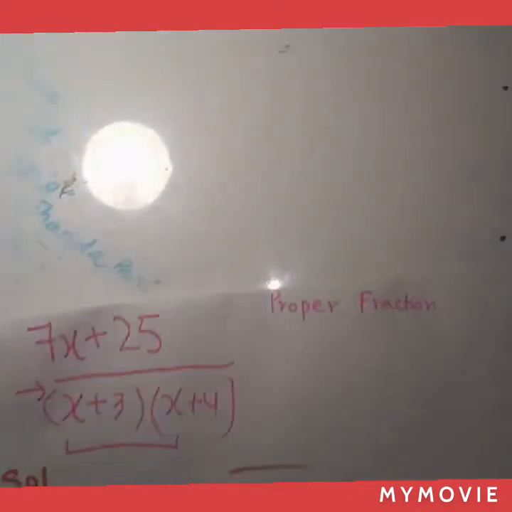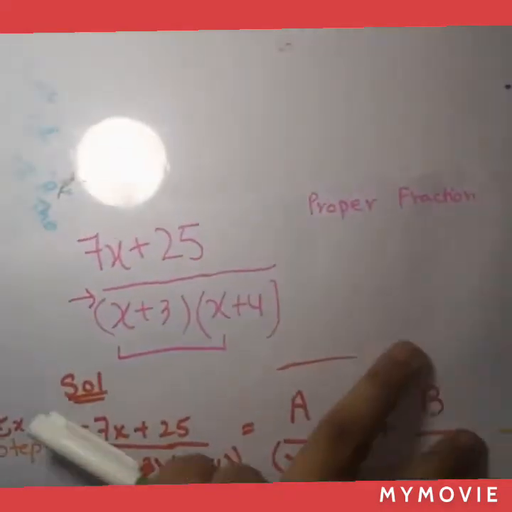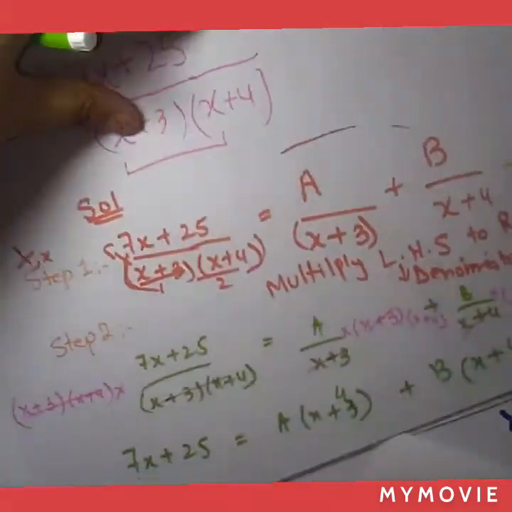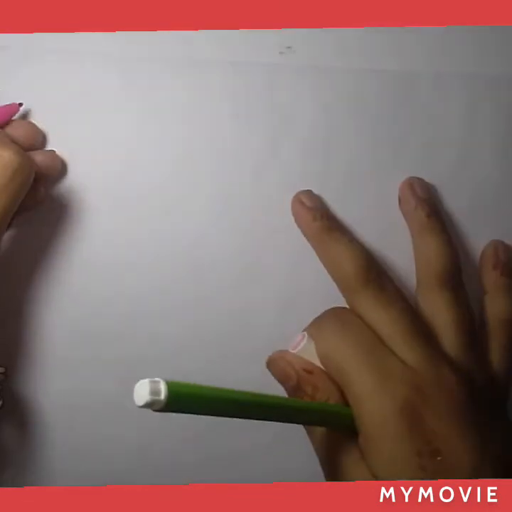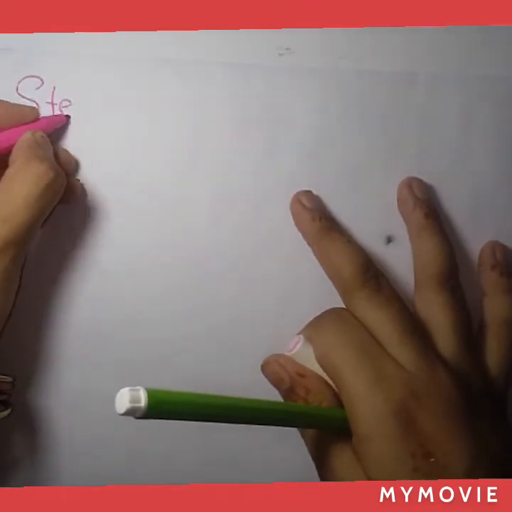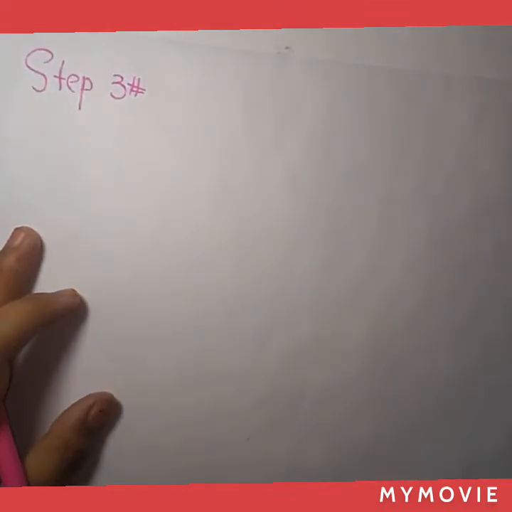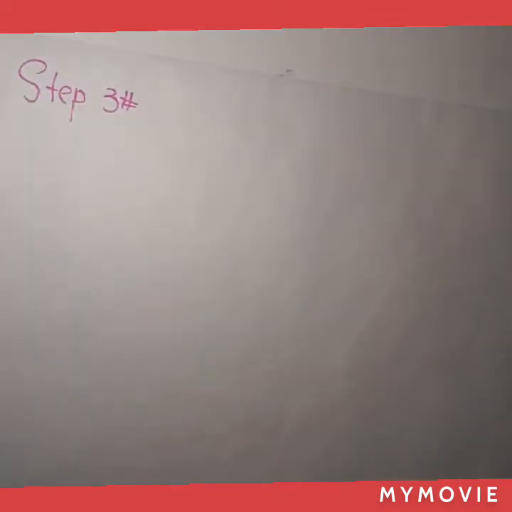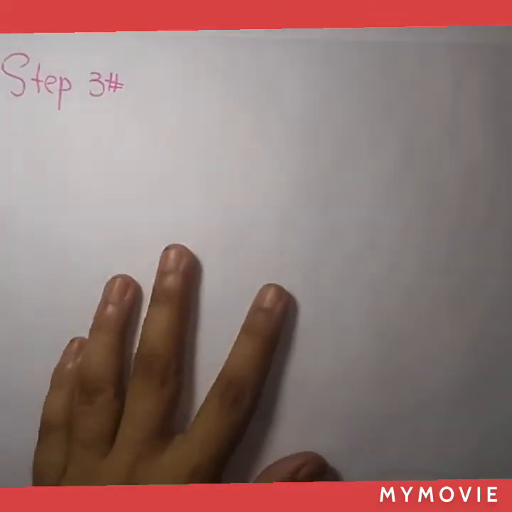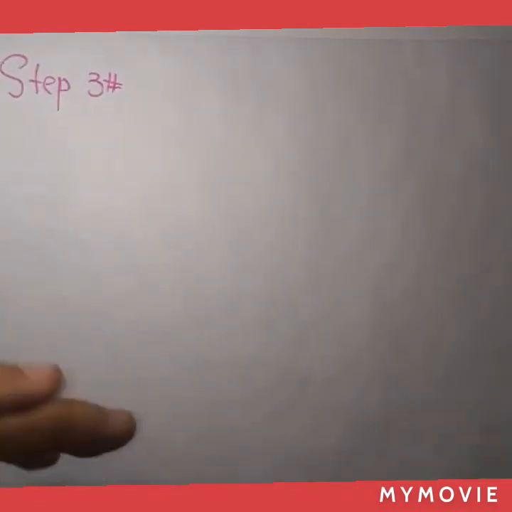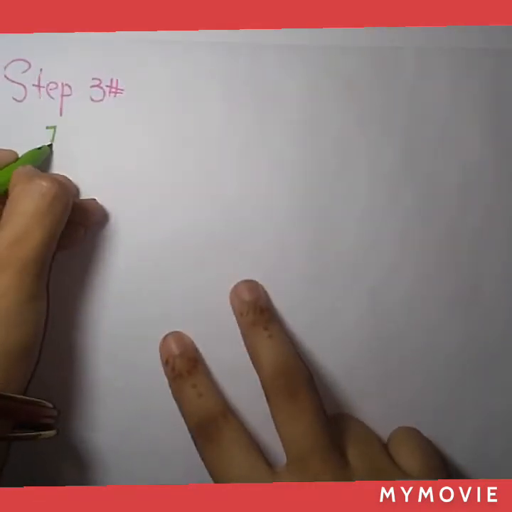Now after that, the next step is to be followed. Step 3 starts now. Write it, step 3. Step 3 says that I have to write the step on that paper.